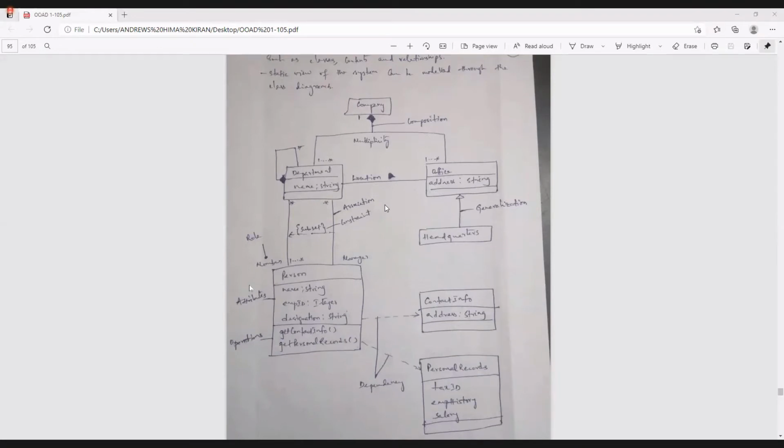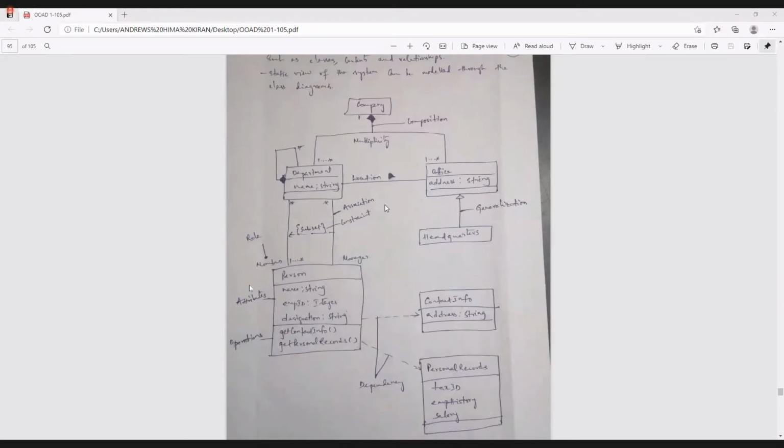Actually, I wanted anyone to explain this diagram for me, but it is a waste of time if I ask you to unmute yourself and explain this diagram. So I will continue with the explanation myself. Here, between company and department, as well as company and office, a relationship has been represented, which is called a composition.